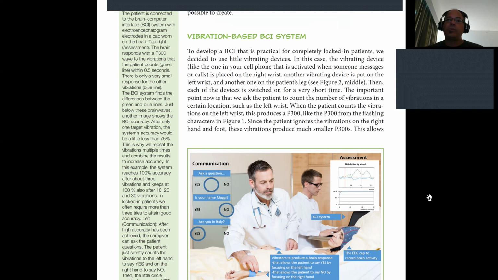And so one way that we improve accuracy is by having a very large number of stimuli and their responses averaged together before we actually output a response. So in this example, on the x-axis, you have the number of vibrations, that is the number of stimuli that occurred. And on the y-axis, you have the system accuracy. And you can see that after about 2 or 3 vibrations, once you average those EEGs together, those P300s or non-P300s, then you attain 100% accuracy.